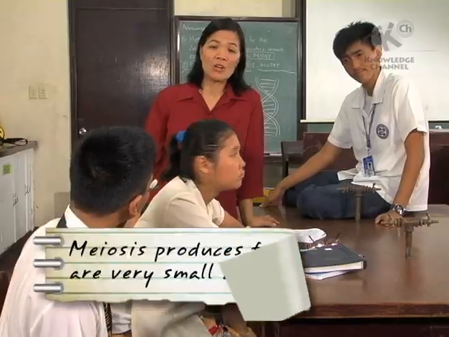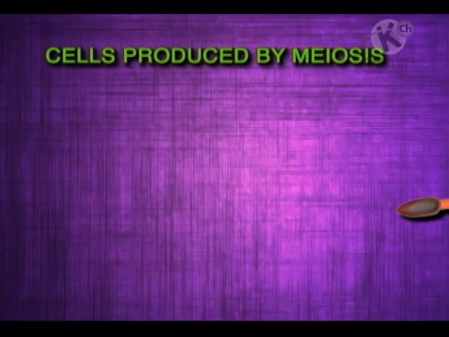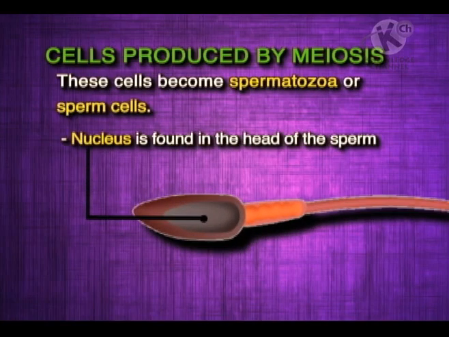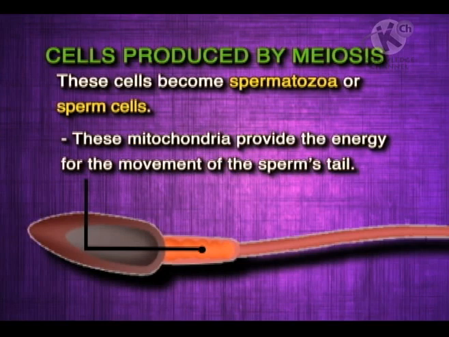Ma'am, we've learned in our study of the reproductive system that sperm cells are produced in the testes of male animals. But how many of these cells are produced by meiosis? Meiosis produces 4 cells which are very small but of similar size. These cells become spermatozoa or sperm cells. The nucleus is found in the head of the sperm. Mitochondria are found at the midpiece that connects the head to the tail. These mitochondria provide the energy for the movement of sperm's tail.